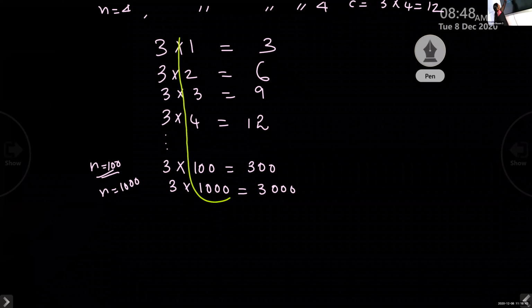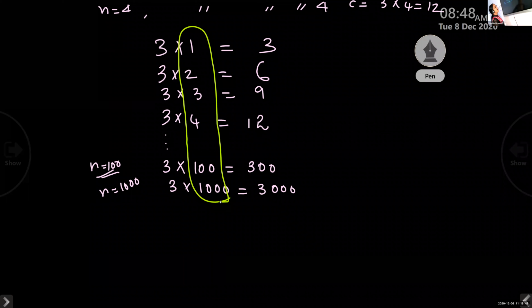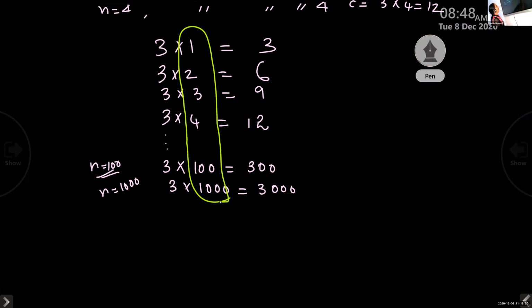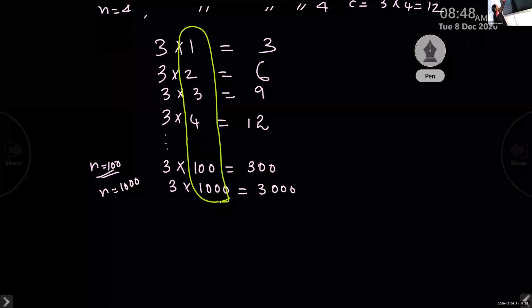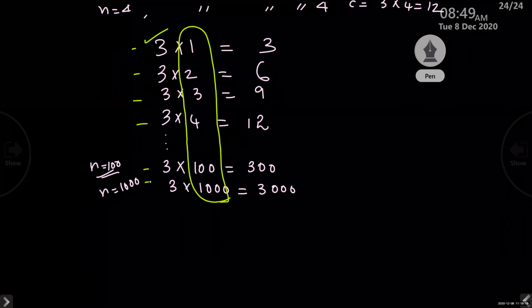Listen to me. Now, children, this 1, 2, 3, 4, etc. If we are giving the value 1, 2, 3, 4, etc., its value changes. And this 3 never changes. Just look at that. 3 never changes. 3 is there in each step, right? And according to the value of n which we give, we will get different answers. Clear, children? Yes, ma'am.